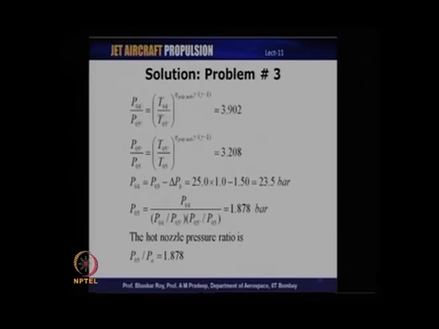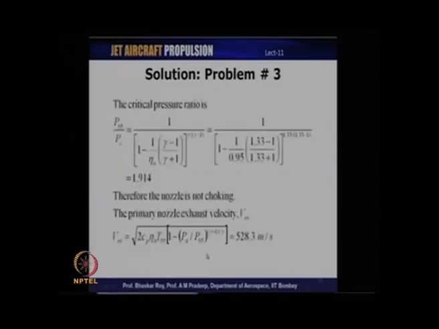We have the pressure ratio P04 by P05 prime, which is temperature ratio raised to gamma by gamma minus 1, which is 3.902. Similarly, for the LP turbine, the turbine inlet pressure is equal to compressor exit pressure minus delta P, the pressure loss in the burner. So, that is 25 minus 1.5, 23.5. So, P05 is basically equal to P04 divided by these pressure ratios, and so we get 1.878 bar, and therefore, the pressure ratio of the hot nozzle is 1.878.